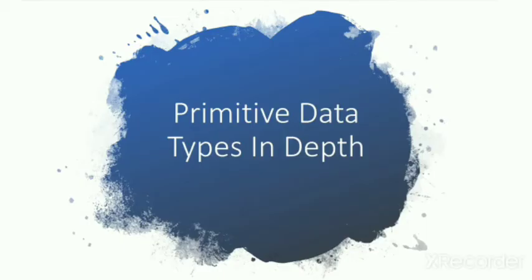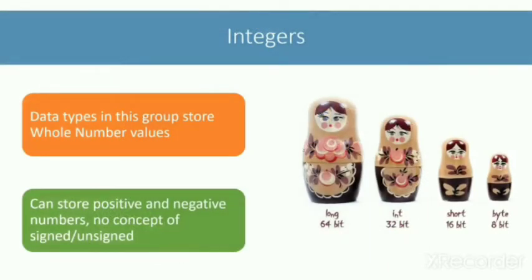Continuing our discussions on data types, we will first dive into integers. Integers contain 4 primitive data types: byte, short, int, and long. All the data types in this group are used to store whole number values. They cannot store fractional numbers.